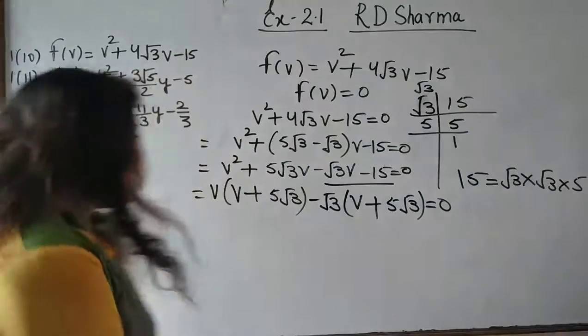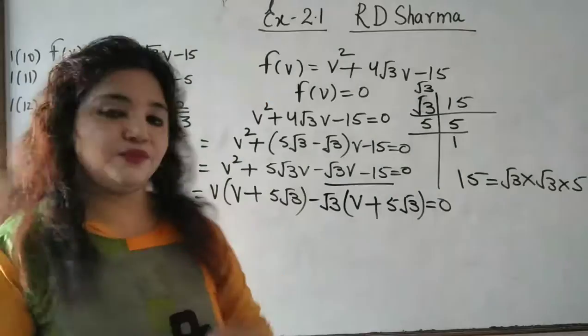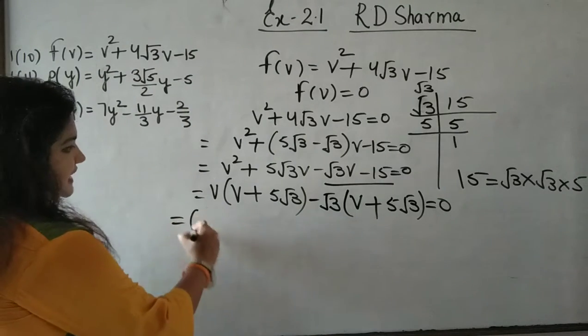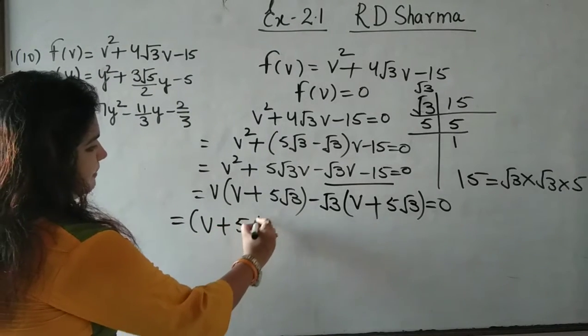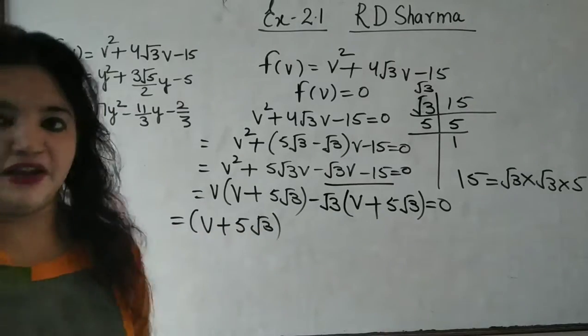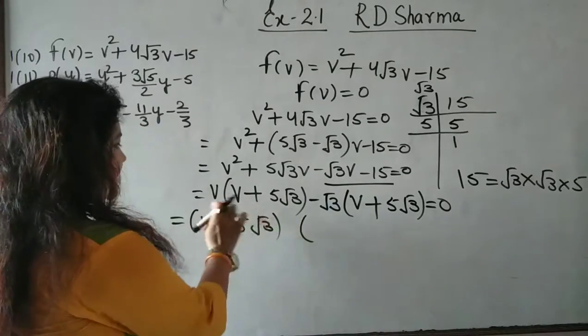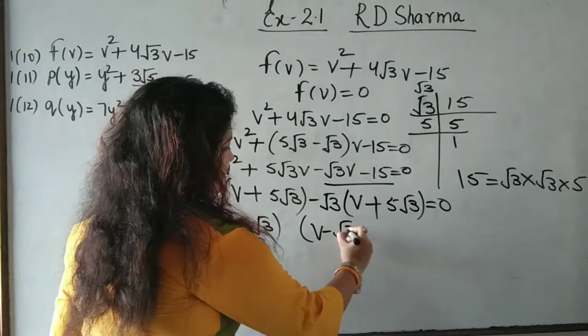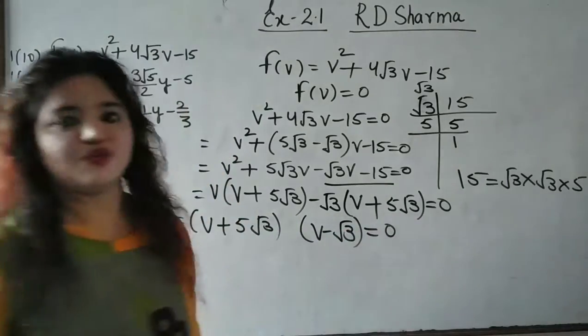Got that? Now what is common in the whole expression? v plus 5 root 3. So now we will take this common in the whole. v plus 5 root 3. What is left here? Only v is left. Here what is left? Minus root 3 is equal to 0.